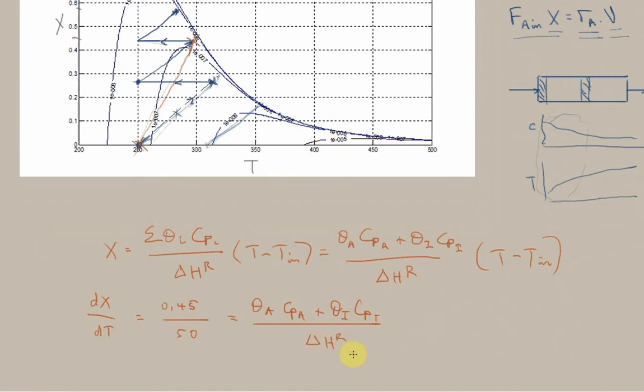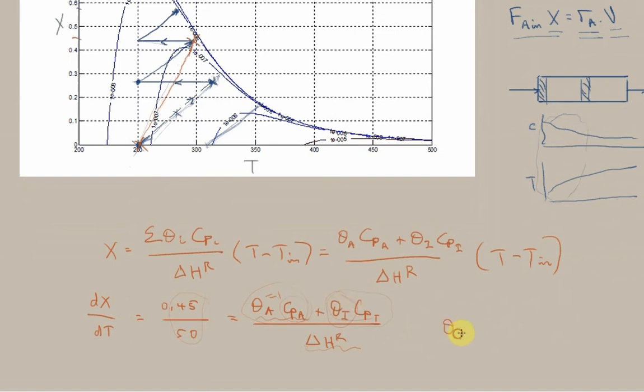And so, of course, this is a constant. We can't change this, and we are feeding component A in, and that theta A is going to be 1, and it has a certain heat capacity, so we can't change this either. But we are free to pick this. So if we have specified a desirable slope, then we can simply solve this equation for theta I. And of course, theta I is not bounded. It's not the case that this is a fraction that has to be between 0 and 1.